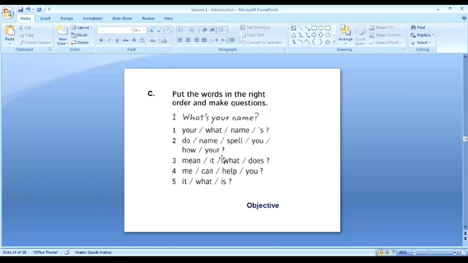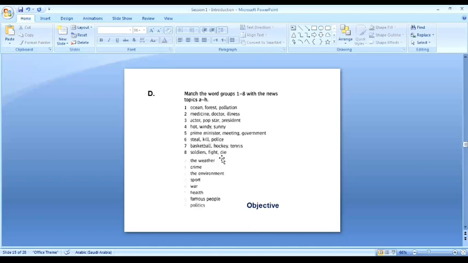And C: Put the words in the right order and make questions. What is your name? Or how do you spell your name? And this, number 3, is objective because it has only one correct answer. If it is given to different teachers, the students here are going to have the same mark, not different marks, because it is objective. And this also is objective because it's matching letters with numbers.